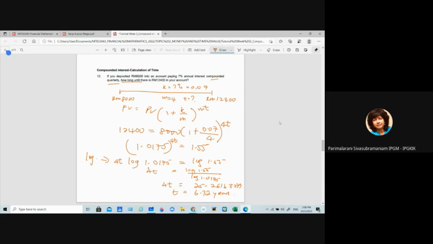So when you do the questions, you just need to identify what is given and what you need to find. Substitute everything into the formula and calculate. It is a good idea to draw the timeline and also to write down everything that's given to you.